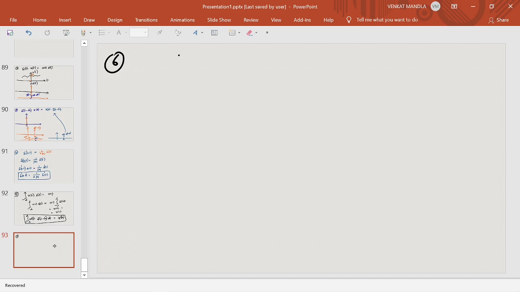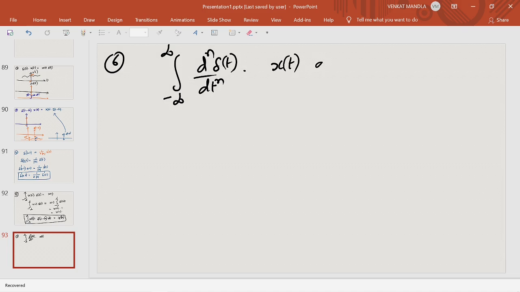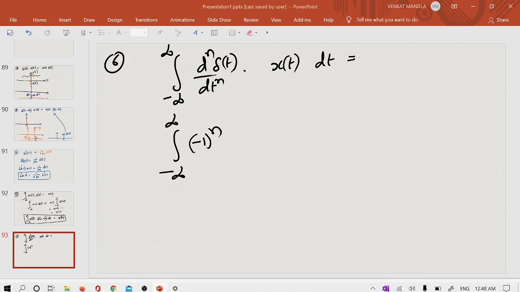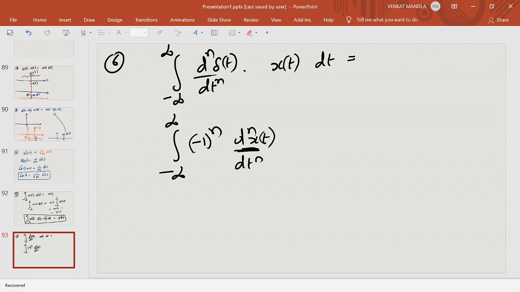The sixth property: the integral from minus infinity to plus infinity of d^n/dt^n of δ(t) times x(t) dt. I can write this as the integral from minus infinity to plus infinity of (−1)^n times d^n/dt^n of x(t) times δ(t) dt. This is the property of integration.